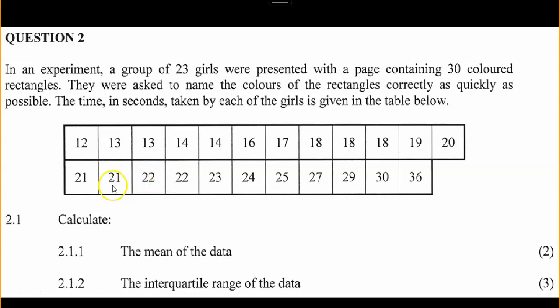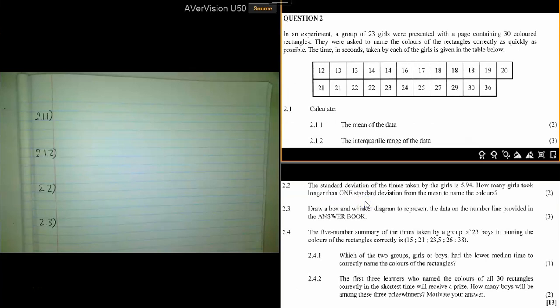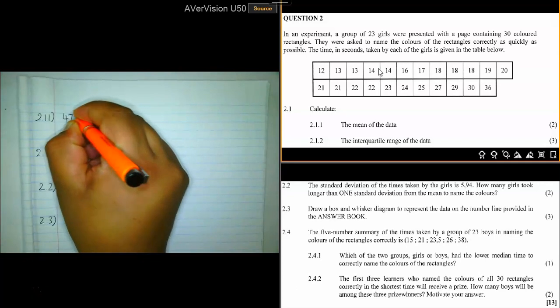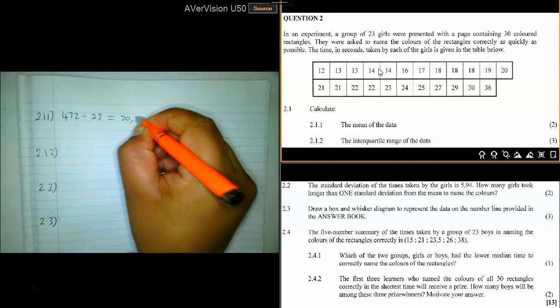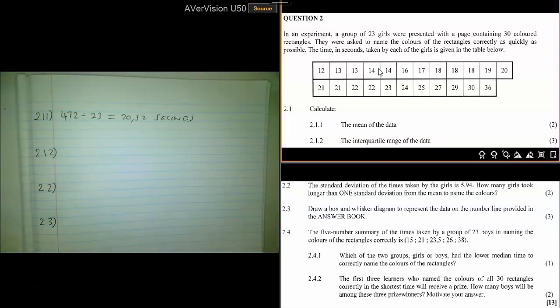So the first instruction here is to calculate the mean of the data. The mean will be the sum of all the values, which is 472, and we divide that by 23, and that gives us 20,52 seconds. So that is the mean for the set of data.